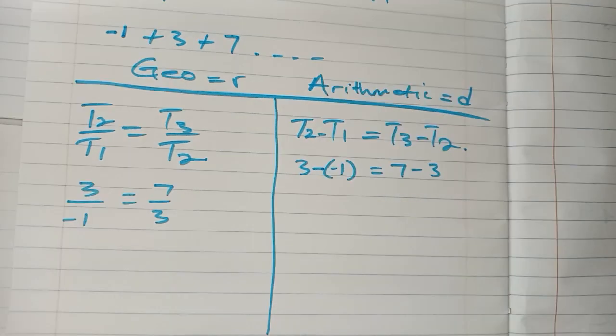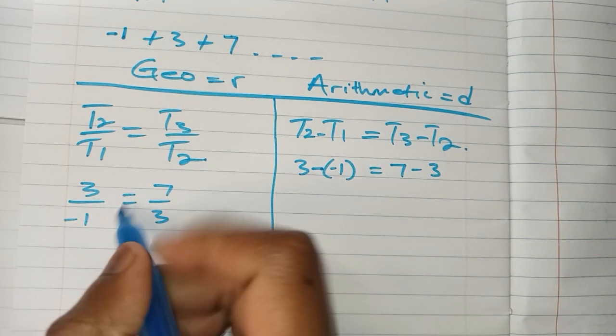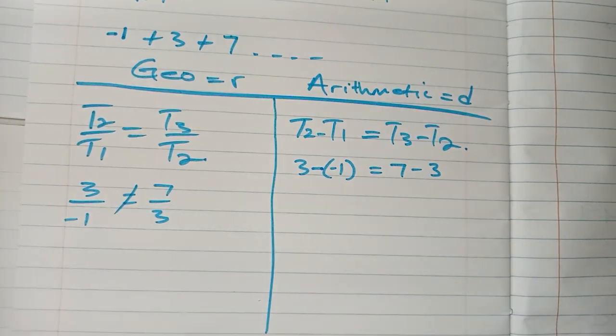It looks like it's going to be an arithmetic series. Let me tell you why. 3 over negative 1 is not equal to 7 over 3, right? So we cancel this one. You can check on your calculator, check the decimals. It's not going to work. 3 over negative 1 is going to be negative 3, and 7 over 3 is going to be something like 2 point something.